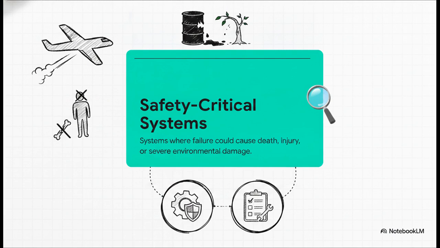Let's define it clearly. Safety-critical systems are systems in which it is essential that system operation is always safe. Specifically, a failure in these systems could cause death, injury, or severe environmental damage. Because the stakes are literally life and death, we divide these into two subcategories to better understand how to engineer them.